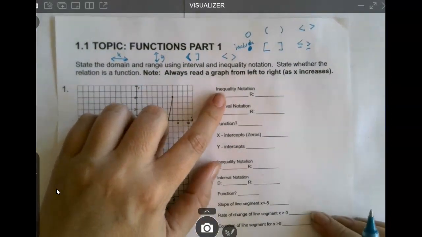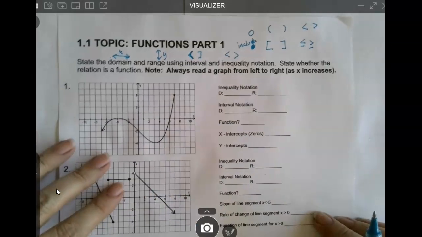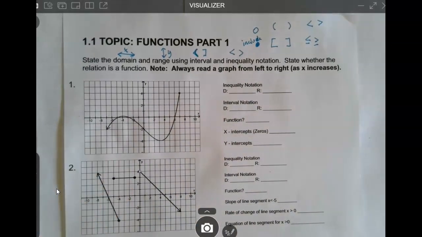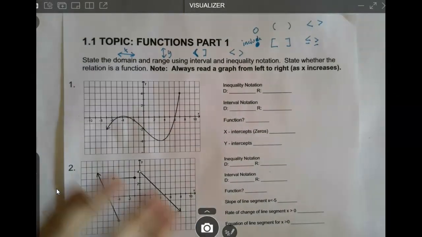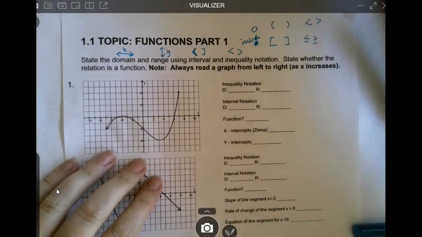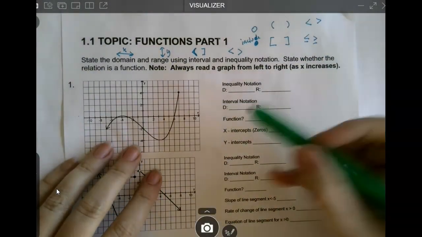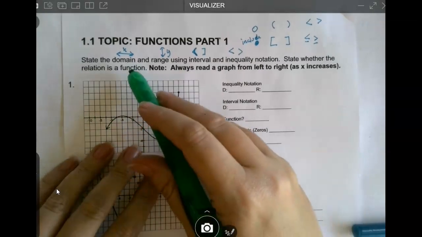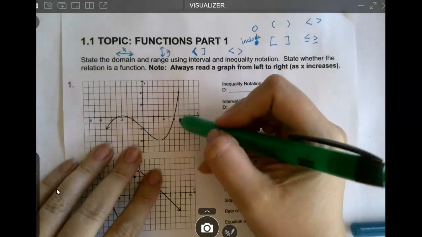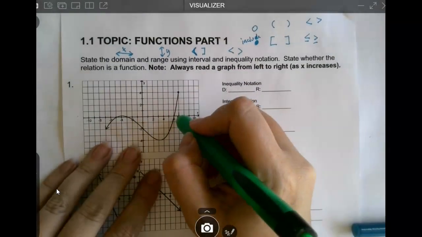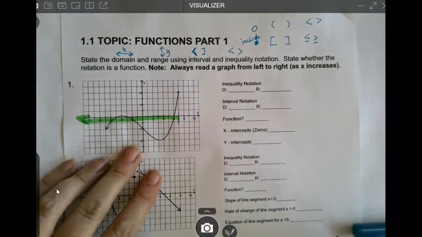So we're going to start with our inequality notation. We're going to start with domain. And I find it really helpful if you can just use a highlighter and go through and highlight on there. So pick your two favorite colors of highlighter. And the first, domain goes in the x direction. We said that here. So it stops right here. So I know it stops there. And then it goes this way all the way to the end.